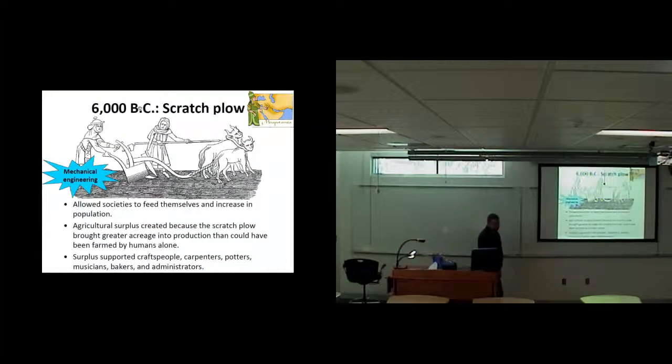So here we have it, 6,000 BC, the scratch plow, essentially just a big wedge pulled along by whatever animals you could pull it with, sometimes by humans. And they were able to break up hard soil and start farming in areas that normally weren't farmed. Right? So much land was changed by these very simple things.